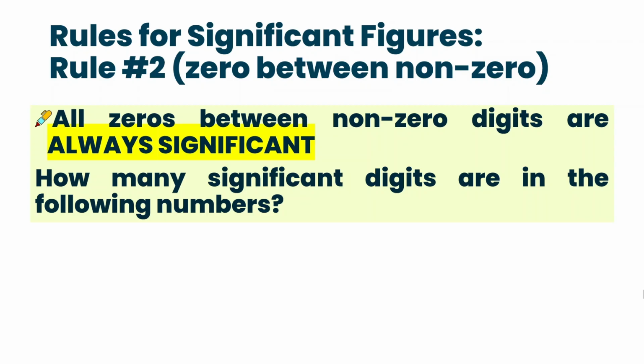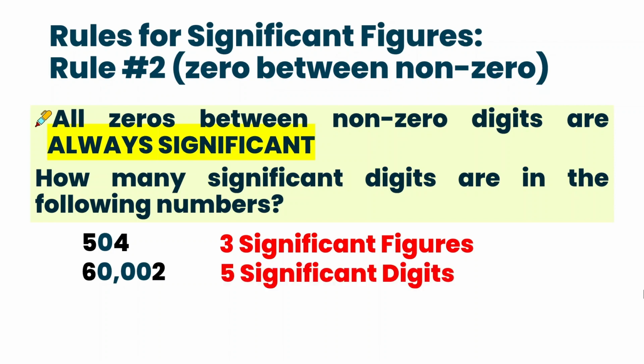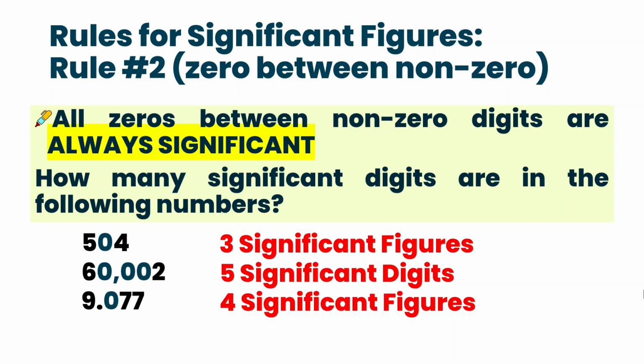Rule number 2. How about zeros between non-zero digits? All zeros between non-zero digits are always significant. So how many significant digits are in the following numbers? 504 has 3 significant figures. The 0 here is in the middle of two non-zero digits, therefore it is significant. It is counted. How about 60,002? The answer is 5 significant digits, because all the zeros here are in between two non-zero digits. How about 9.077? Obviously, it has 4 significant figures.